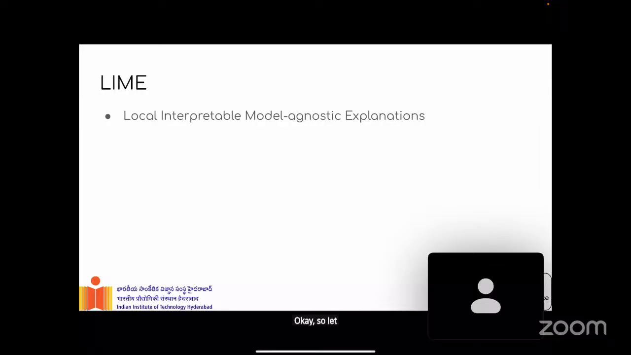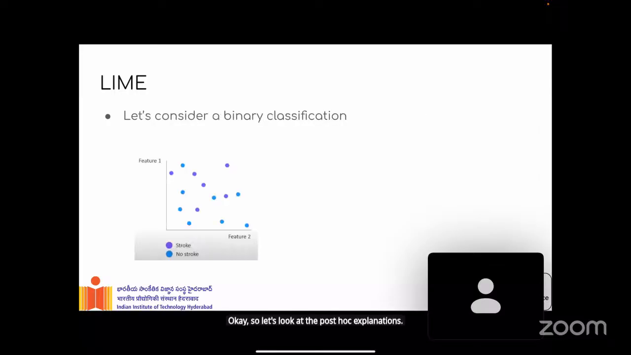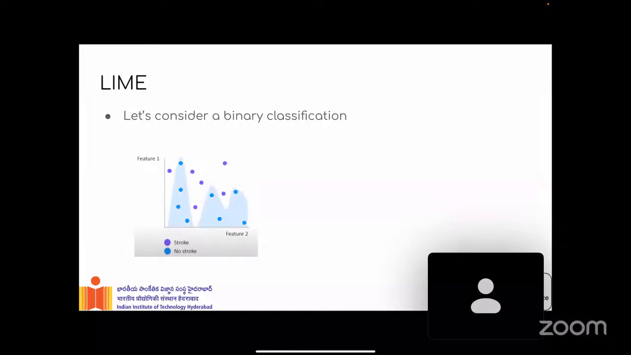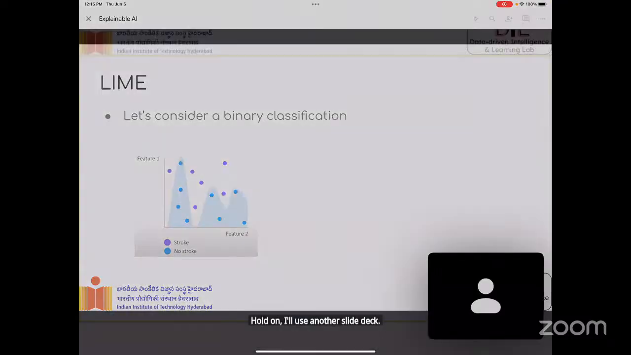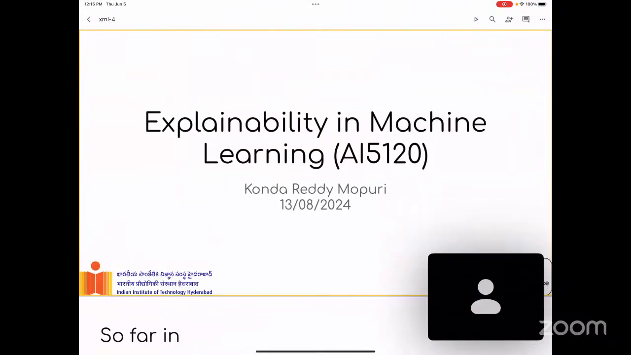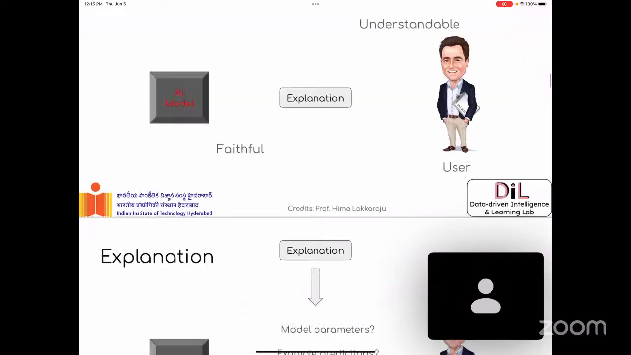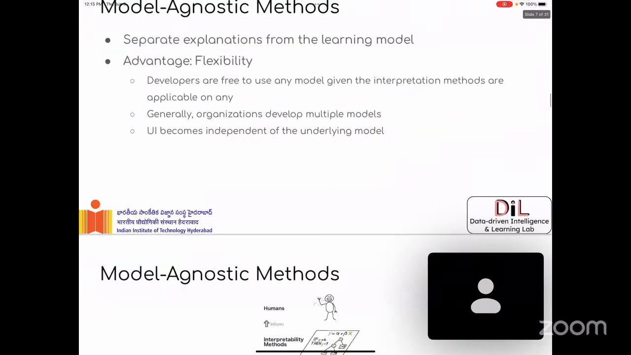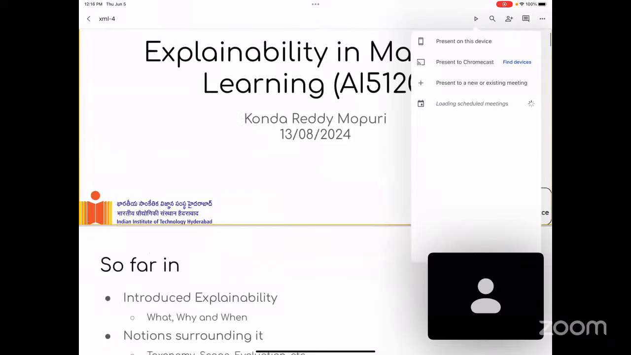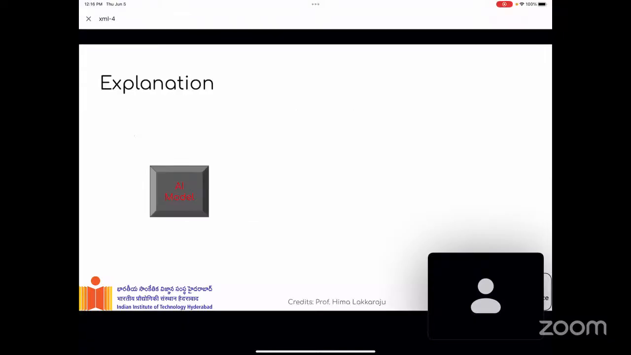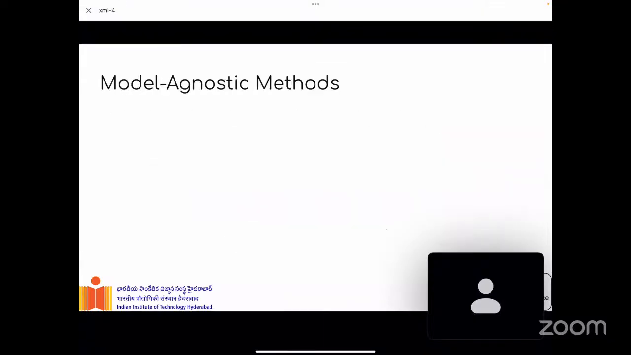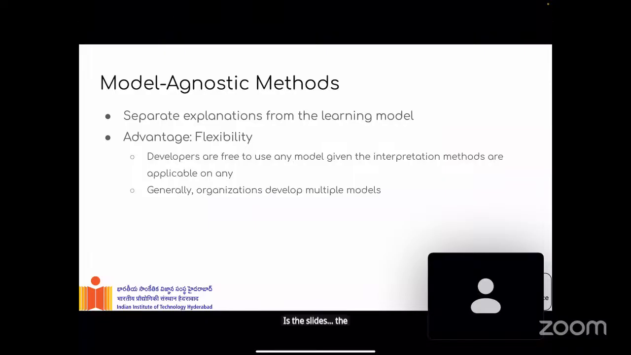Okay, so let's look at the post hoc explanations. Hold on, I'll use another slide deck. Are the new slides visible? Yes, sir, they are visible.